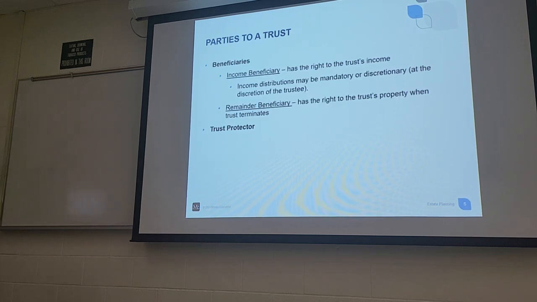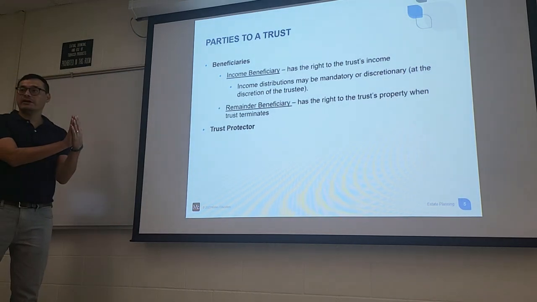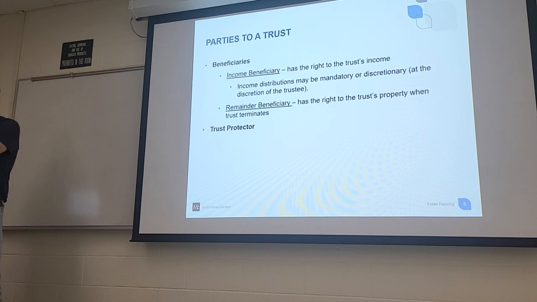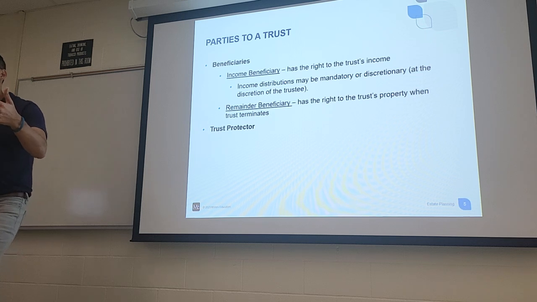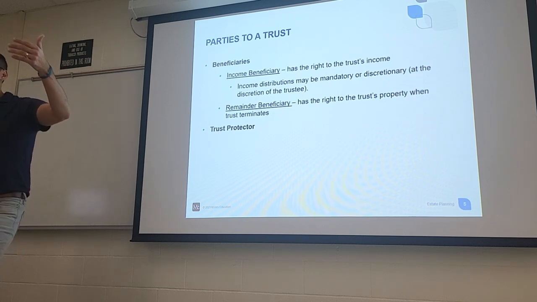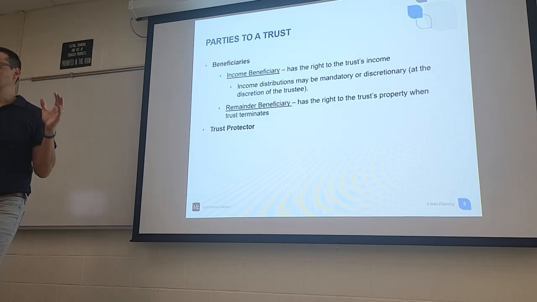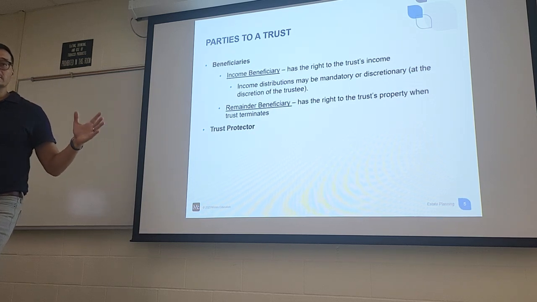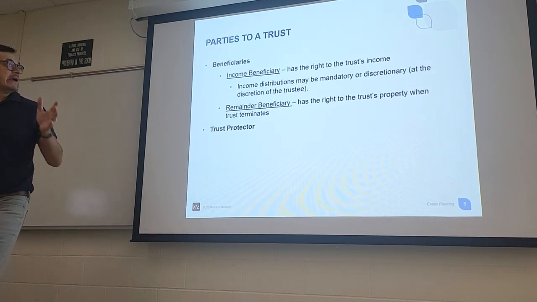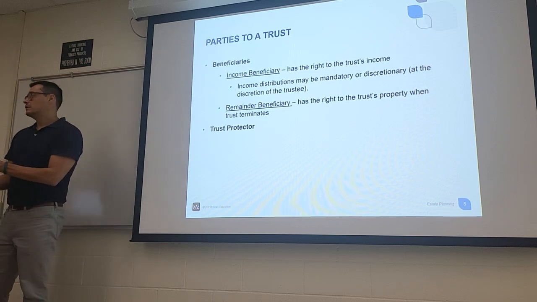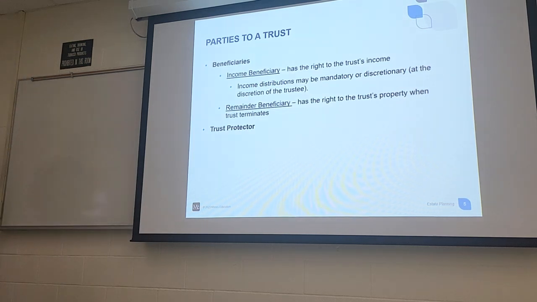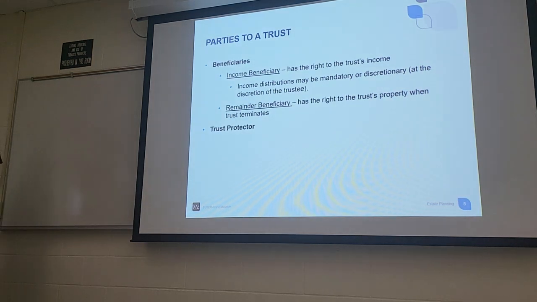Now here's a difference between beneficiaries. Sometimes you have an income beneficiary and a remainder beneficiary. The best way to look at this is I put an asset in trust, let's just say it's money, an investment that grows. Somebody's going to get that income throughout the trust term, and then when the trust is finished, the remainder beneficiary gets the assets left over. That's the difference between the two. Sometimes you can be both. It's called a self-settled trust.